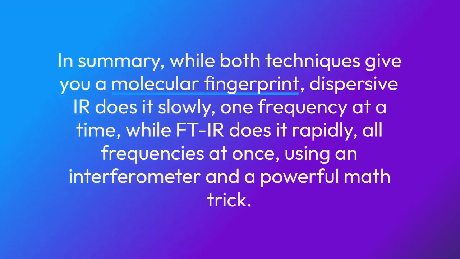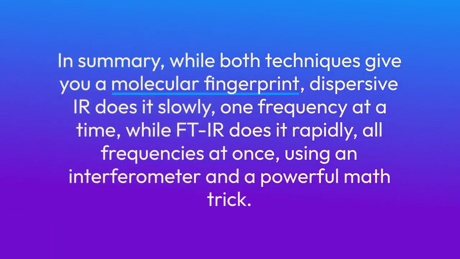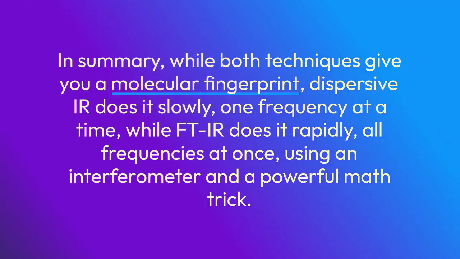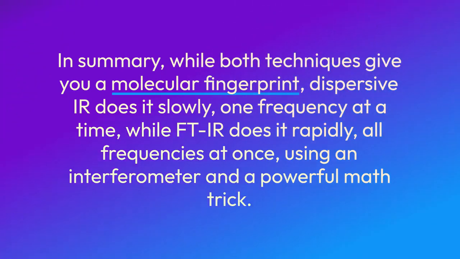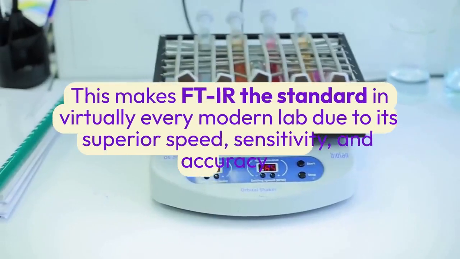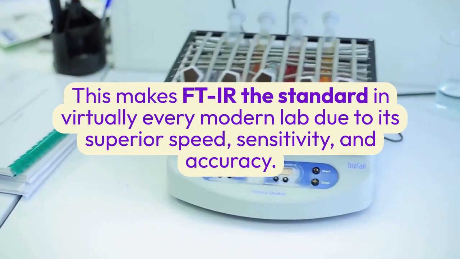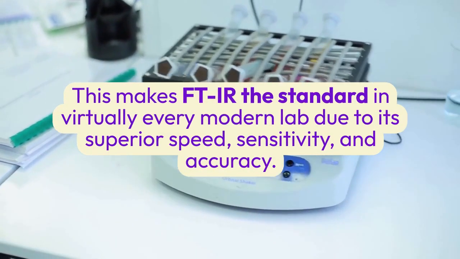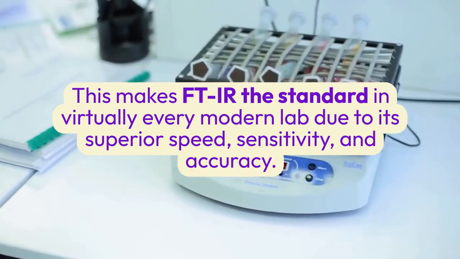In summary, while both techniques give you a molecular fingerprint, dispersive IR does it slowly, one frequency at a time, while FTIR does it rapidly, all frequencies at once, using an interferometer and a powerful math trick. This makes FTIR the standard in virtually every modern lab due to its superior speed, sensitivity, and accuracy.